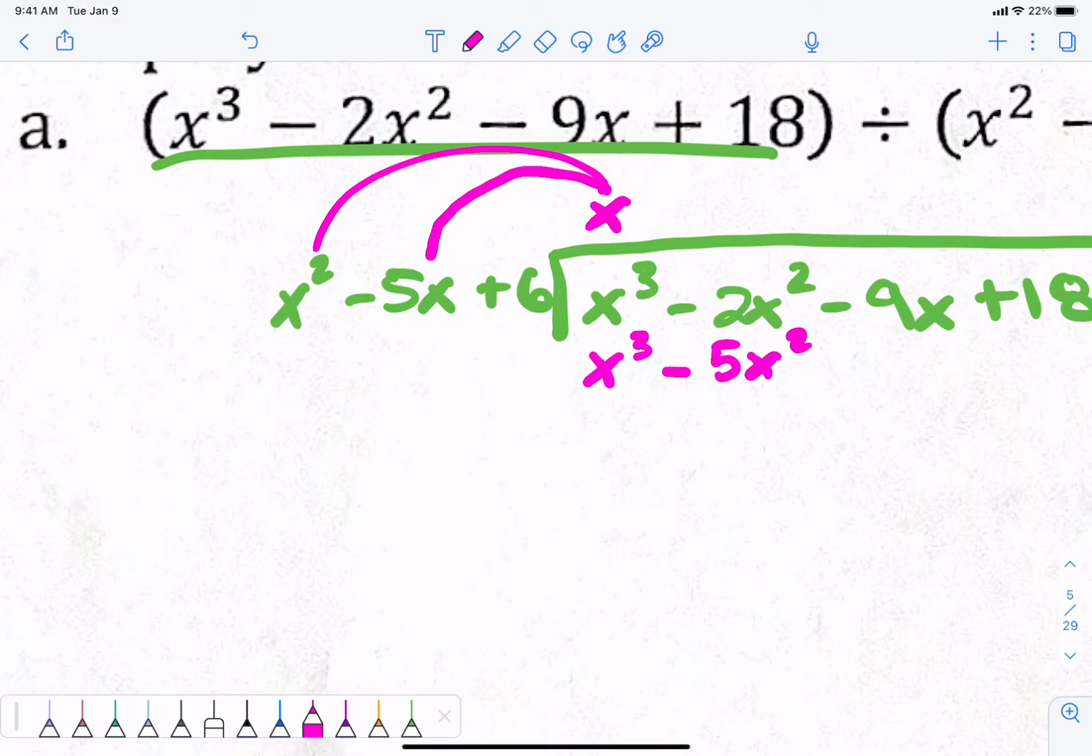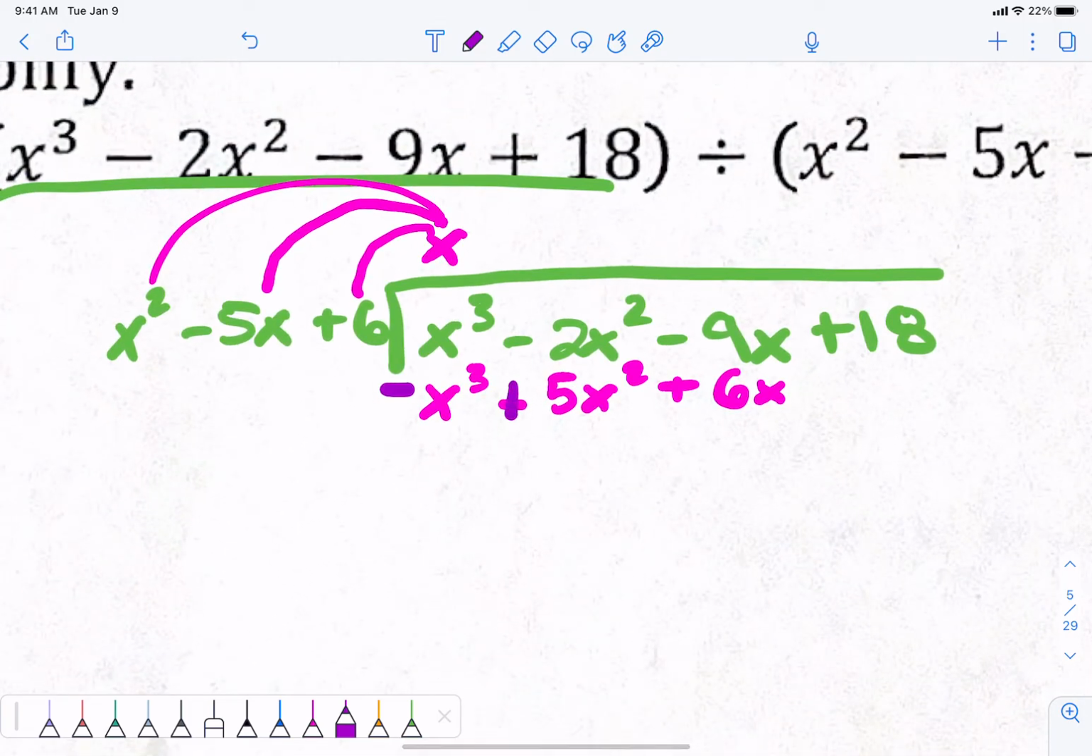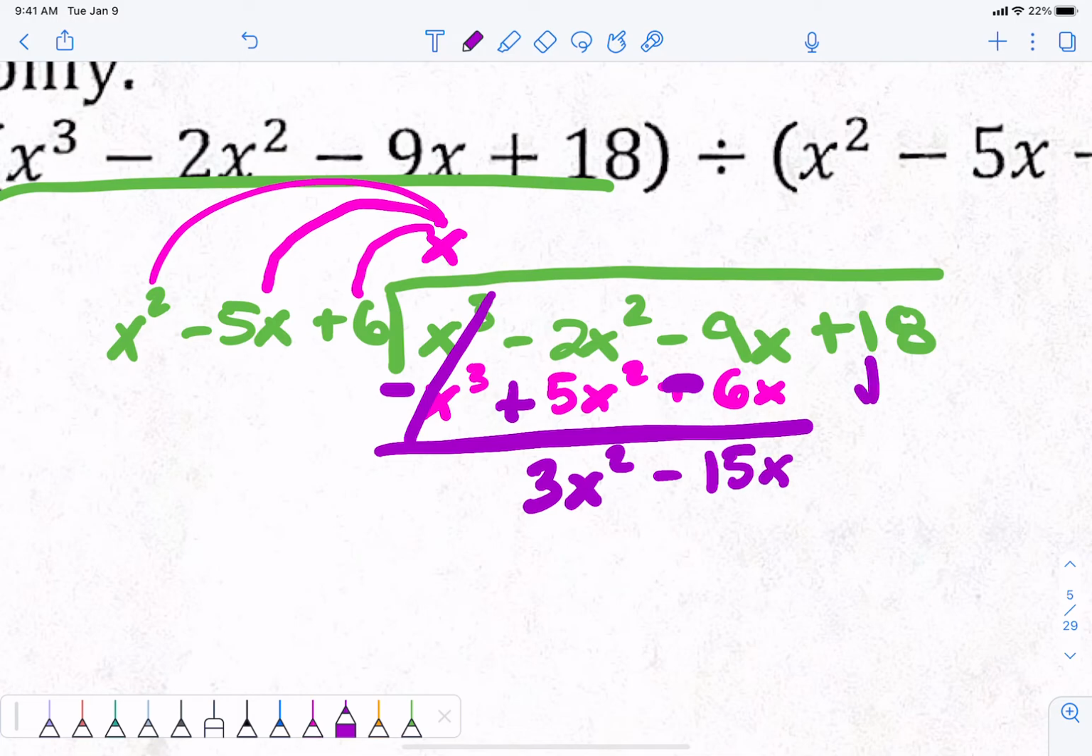We're not going to change the sign yet, okay? Then take the x times the 6, which is plus 6x, okay? Before I combine them, I have to switch the signs, right? So this becomes minus x to the third plus 5x squared minus 6x, and then I combine stuff, okay? So the x to the thirds cancel out. If they don't, you did something wrong, because that's the whole purpose of it, right? How many x squareds will you have? 3, right? Negative 2 plus 5 is 3x squared, okay? How many x's will you have? Negative 15, yeah. And then drop your 18 down, so plus 18, okay?